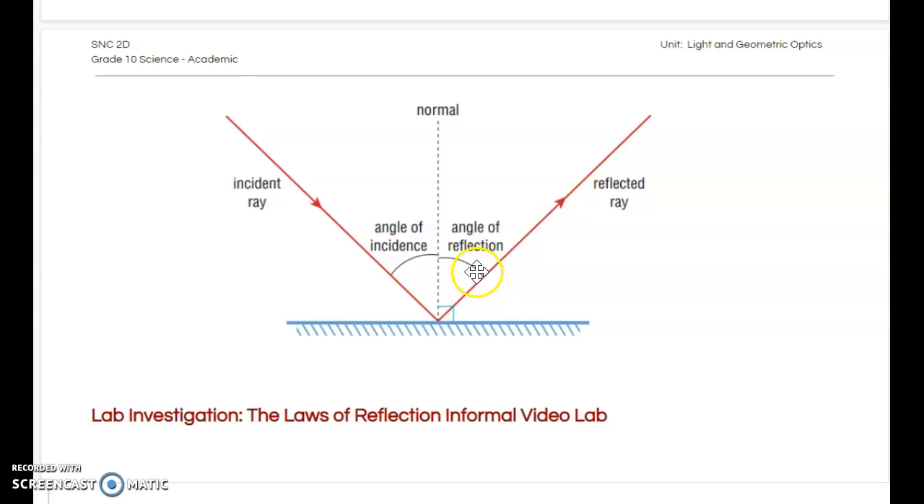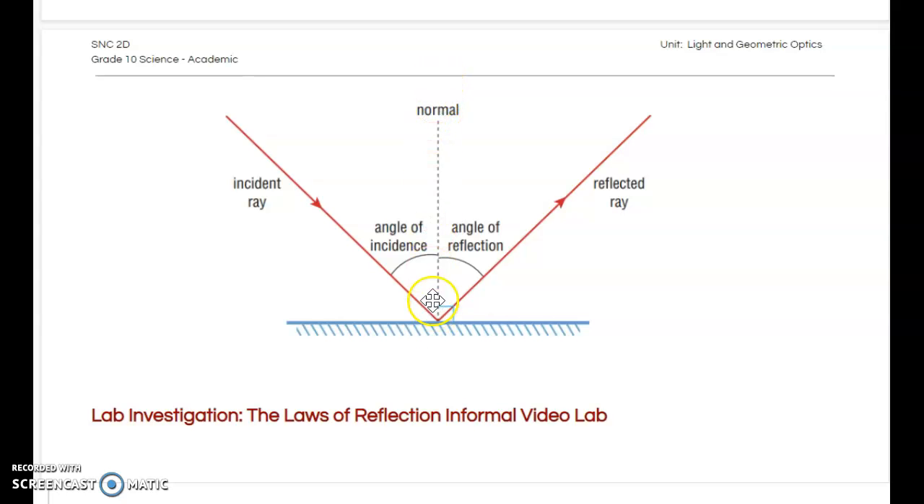Then you also have an angle of reflection. The angle of reflection is not the angle between the reflected ray and the mirror, it is the angle between the reflected ray and the normal again. That's why it's important to draw that normal to meet the mirror where the incident ray meets. That gives you both your angle of incidence and your angle of reflection.